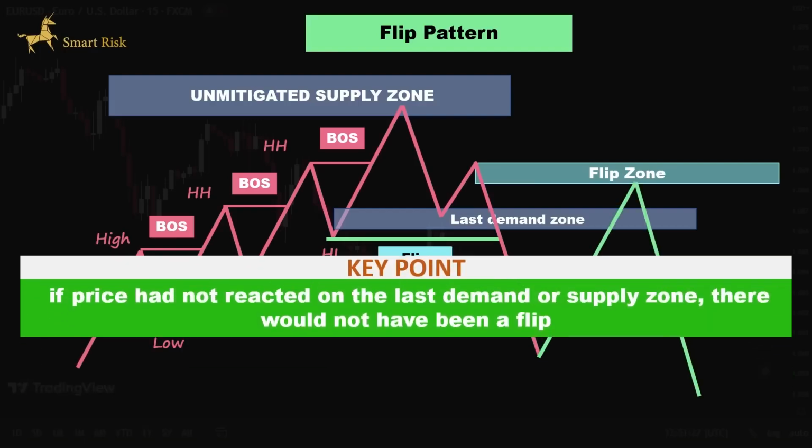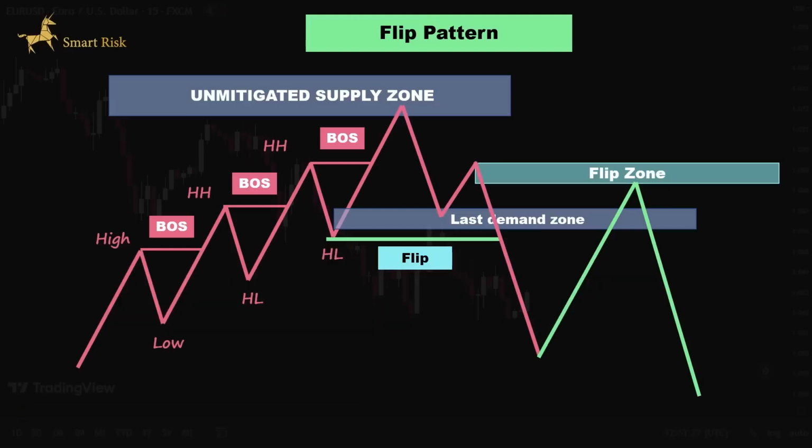There is a key point that you need to remember. If price had not reacted on the last demand or supply zone, there would not have been a flip. As you can see, the flip pattern is very similar to the change of character pattern, but you need to note that every flip is a change of character, but not every change of character is a flip. Setting up a trade with the flip pattern is very similar to the change of character, and we can use the same trading setups for both of them. Hence, we can use aggressive and conservative entry types to execute trades in flip zones.